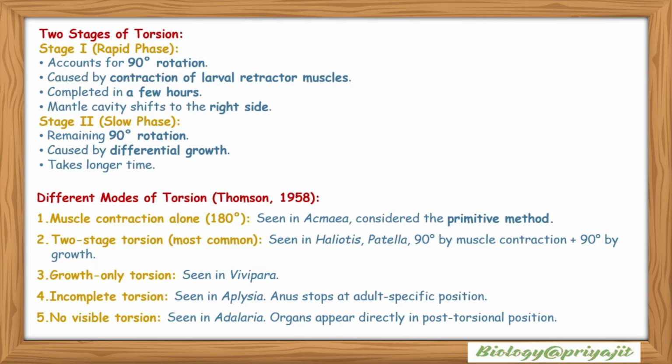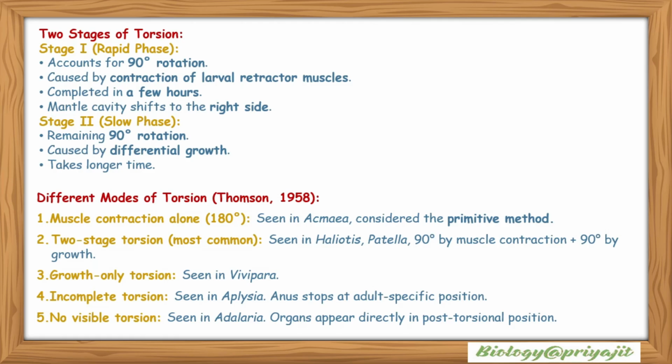Two stages of torsion. Stage 1, that is the rapid phase, accounts for 90-degree rotation caused by contraction of larval retractor muscles. It is completed in a few hours. The mantle cavity shifts to the right side. Stage 2, or the slow phase, is the remaining 90-degree rotation. It is caused by differential growth and takes longer time.